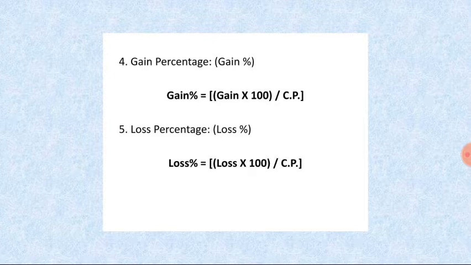How to use the percent formula? The cost price of the pen is 10 rupees. For example, the selling price of the pen is 20 rupees. Is it a profit or loss? It is a profit. What is the profit? 10 rupees. It is a profit, so SP minus CP. That is the profit. Do you understand? Now the gain percentage.